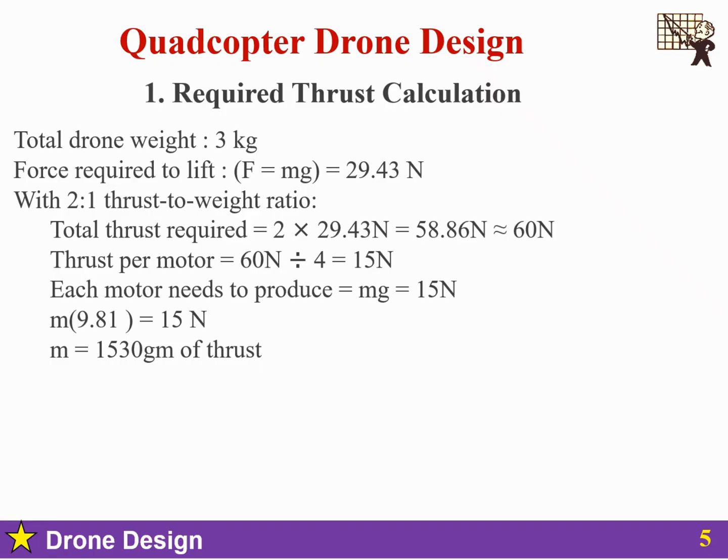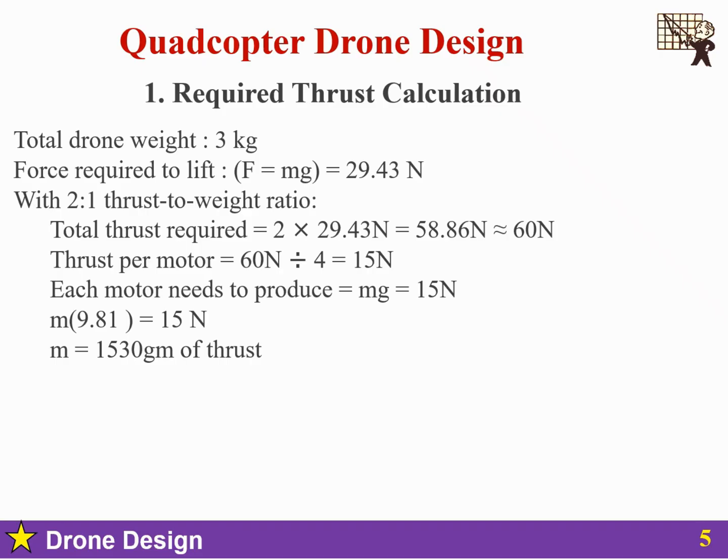Our total drone weight is 3 kilograms. Using Newton's second law, the force required to lift is equal to mass times gravity, that is mg. Here the mass of the drone is 3 kg and gravity we consider as 9.81. So we get the force required to lift as 29.43 newtons. With a 2:1 thrust to weight ratio for optimal performance, the total thrust required should be twice the force required to lift, that is 2 times 29.43 newtons, that is 58.86 newtons, which we will round up to approximately 60 newtons.